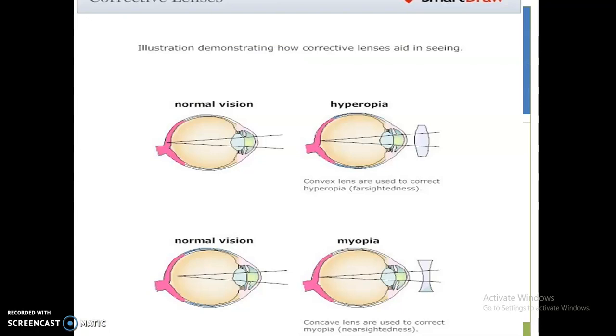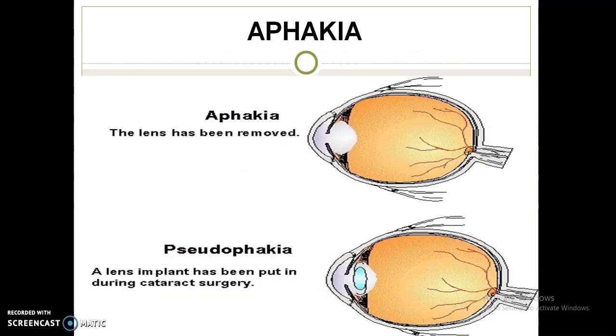In normal vision, the image forms on the retina. In hyperopia, in order to correct this, we will use a convex lens to correct the farsightedness, and in myopia, we will use a concave lens to correct the nearsightedness.